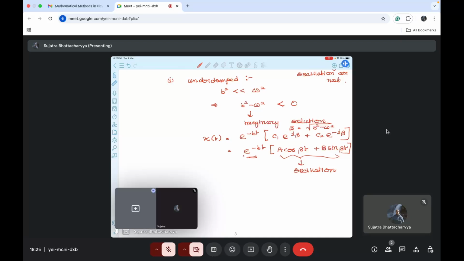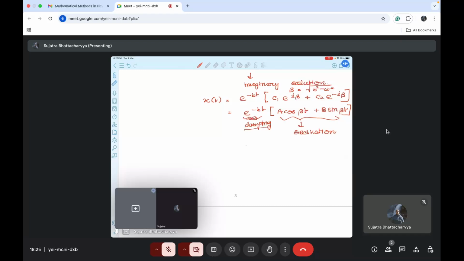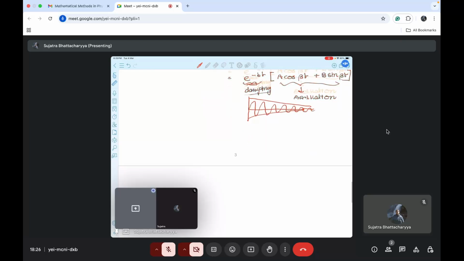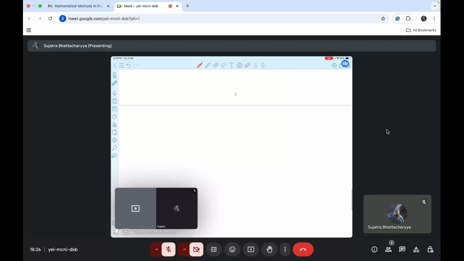So this is the damping part. You have damping. That's why it is underdamped. You have e to the power minus beta t. With time, there will be some damping, but along with that, there will be some kind of an oscillation. So I would say that it will look something like this. You have an oscillation, which starts damping like this. So this is the damping part. This is the first case, where there is underdamping.